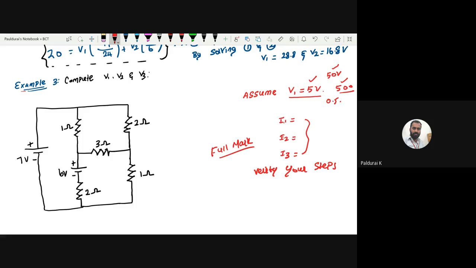Okay, there, don't write "V1 is not given, therefore offer full mark or give full mark". Please don't write that. Got it?